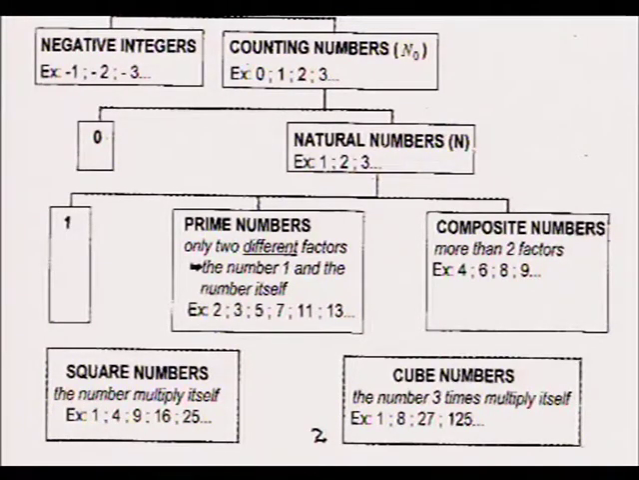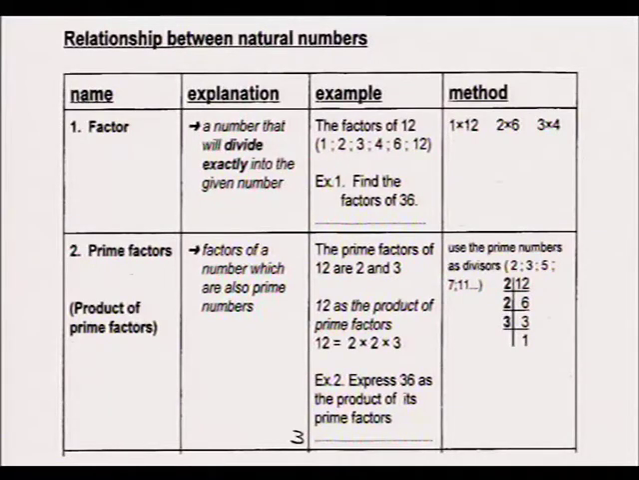The number 3 times multiplied by itself. For example, 1, because 1 is 1 times 1 times 1, and 8 is 2 times 2 times 2, 27, 3 times 3 times 3, and 125, 5 times 5 times 5. So 3 times multiplied by itself. That's the cube numbers. Then the relationship between the natural numbers.